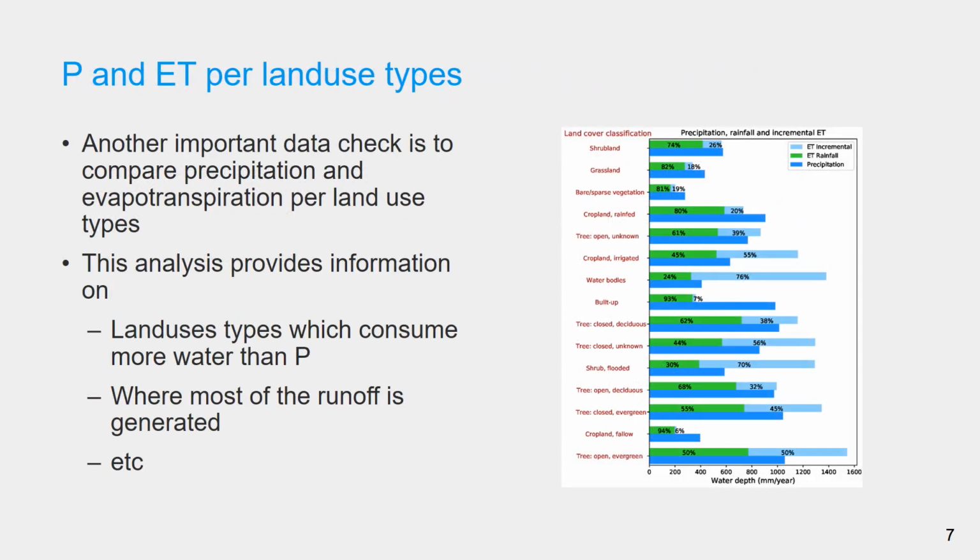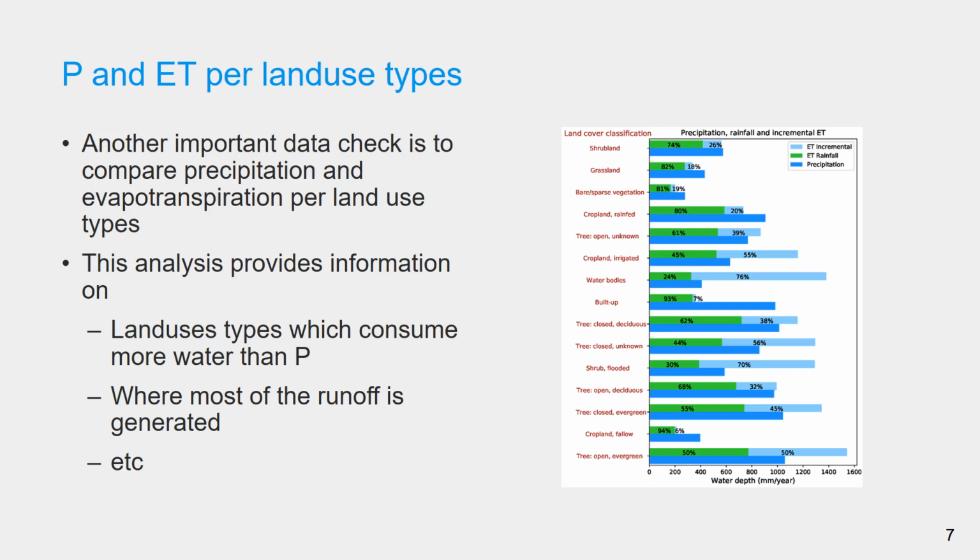Another important data check is to compare precipitation and evapotranspiration per land use types. This involves calculating the amount of average precipitation falling over and evapotranspiration from different land uses for a given period. This analysis provides information on land use types which consume more water than precipitation and where most of the runoff is generated.